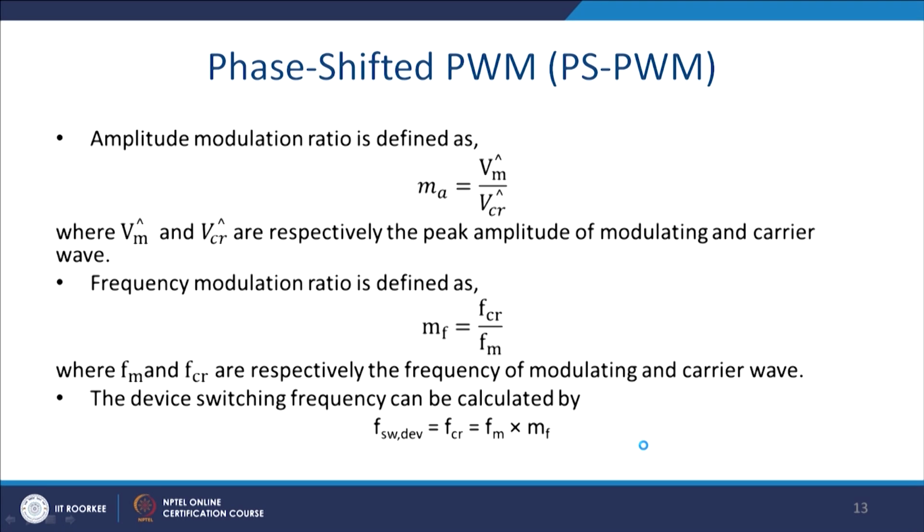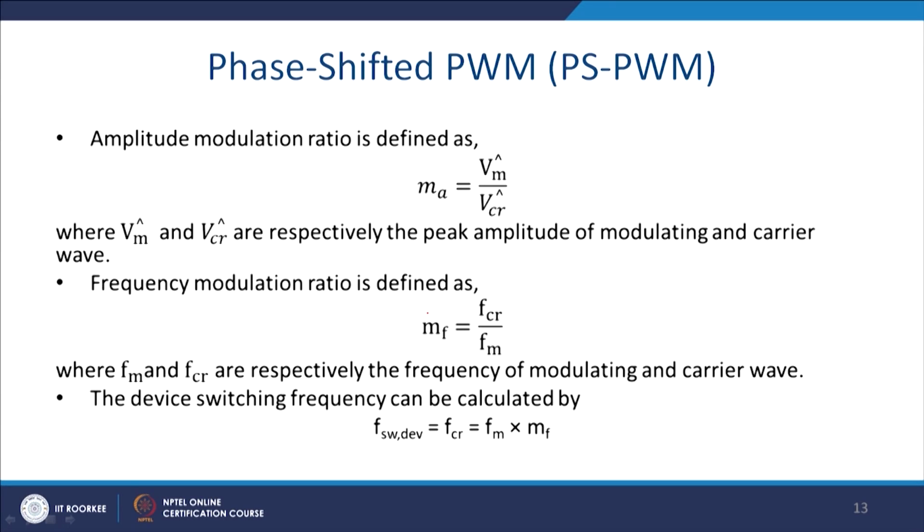Now, what is the amplitude modulation ratio? It is the same as for the 2 level inverter: Vm by Vcr, where Vm and Vcr are respectively the peak amplitudes of the modulating and the carrier wave. Similarly, MF will be FCR by FM, and the device switching frequency will be given by FCR equal to MF into FM. So, when you are choosing a device, you should ensure that this device can sustain this switching frequency.